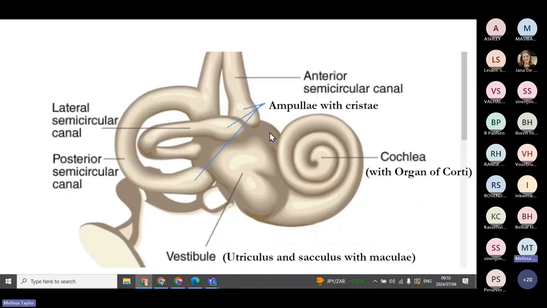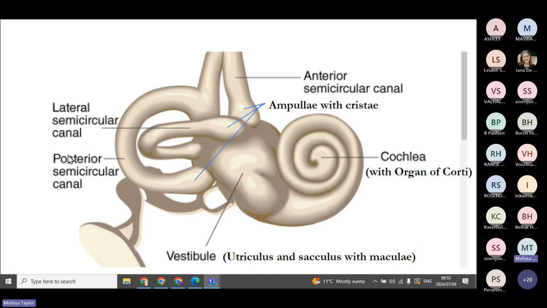Then when we talk about the receptors that are stimulated, if we're talking about hearing, it is interpreted, or at least received, in the cochlea, right? And the receptors in the cochlea are called the organ of Corti. So if they ask you what are the receptors stimulated during hearing, or the receptors stimulated in the cochlea, then you're going to say organ of Corti. They will also accept hair cells.